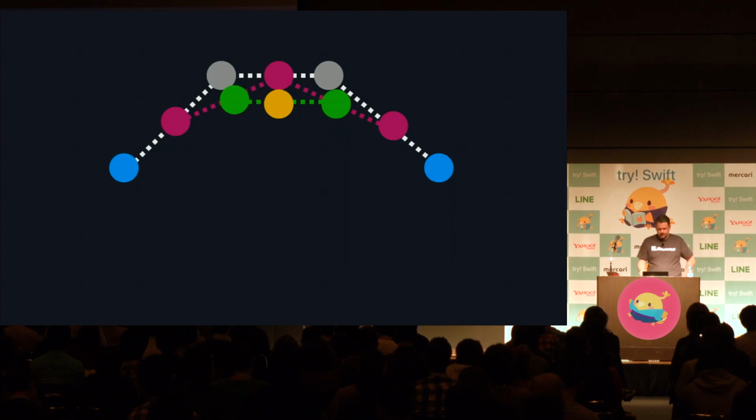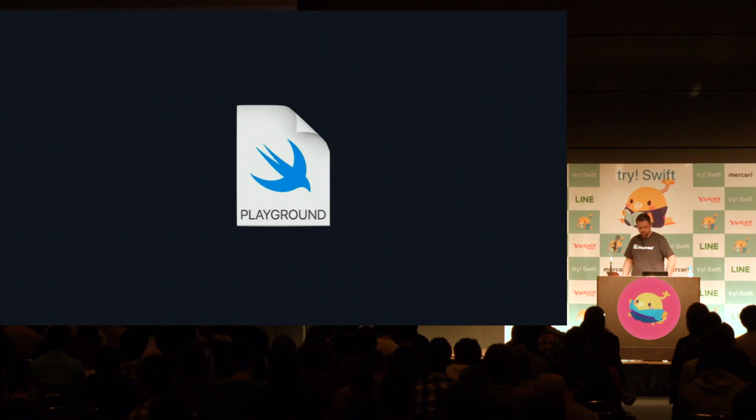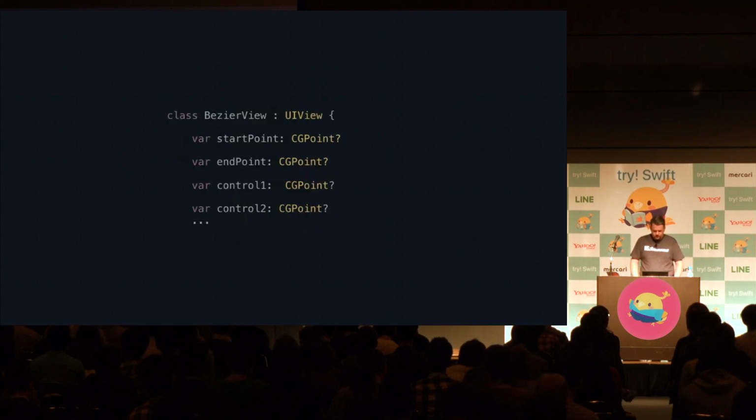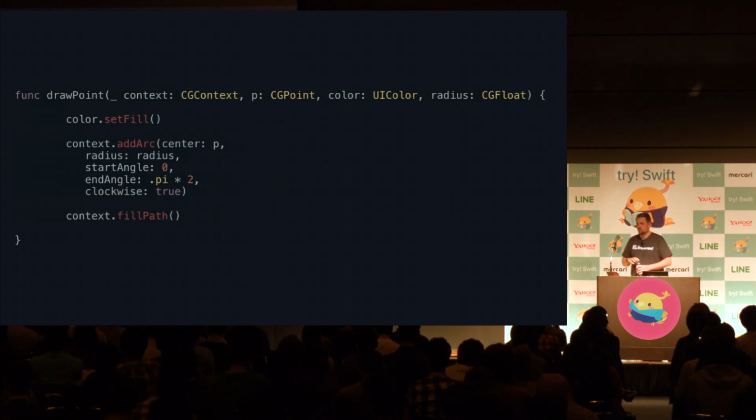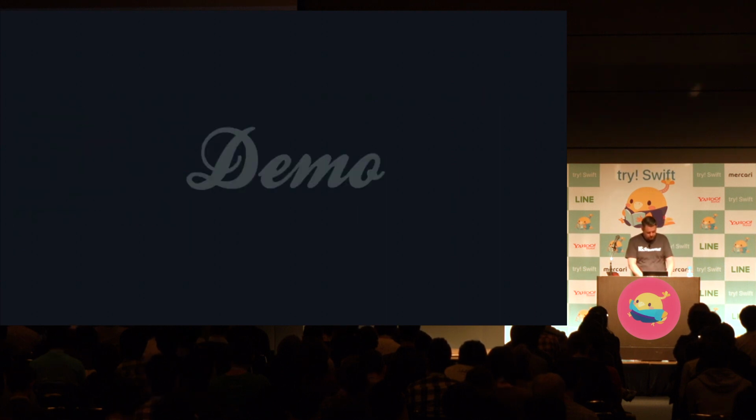So let's take a look at this in an interactive way using Xcode Playgrounds with Swift. We're going to start with some boilerplate code that I've already created with a Bezier view. This is a UIView subclass that has a start point, an end point, and 2 control points. I've also attached gesture recognizers to the 2 control points so you can move them around with your finger. And we have a helper function called drawPoint that we will use to draw a point of a given size and color. So let's go into a demo.